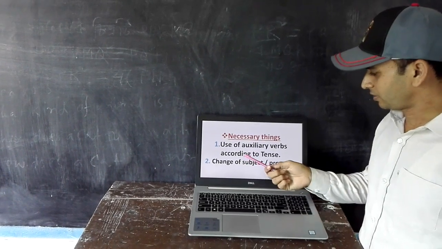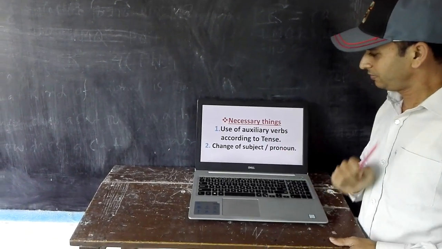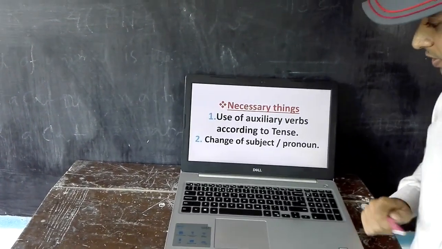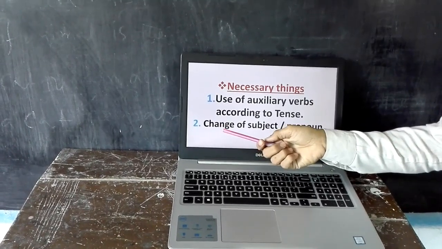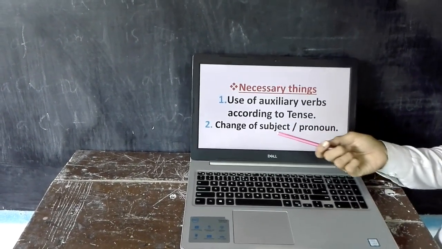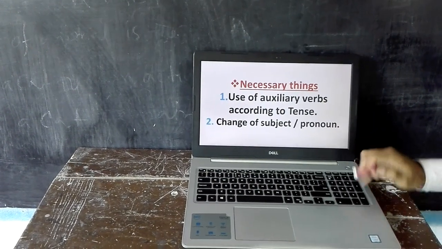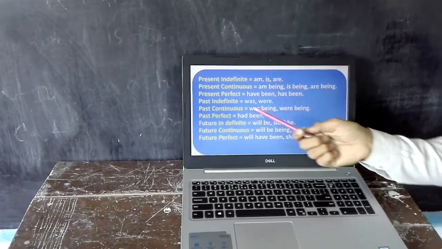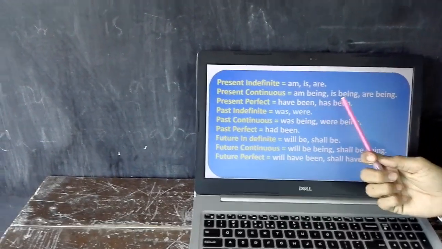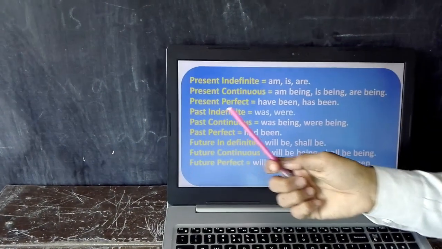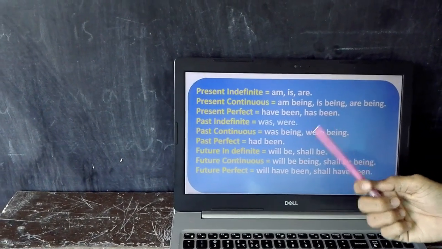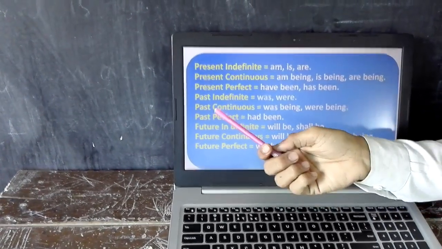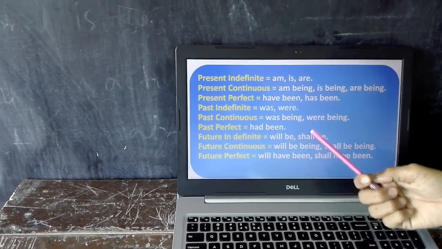Use of auxiliary verbs according to tense. Here you should keep in mind which auxiliary verb you should use for which tense. And number 2, sense of subject or pronoun. Let's see. For present indefinite tense, we should use am, is, are. For present continuous tense, am being, is being, are being. For present perfect tense, have been, has been. For past indefinite tense, was, were. And for past continuous tense, was being, were being.